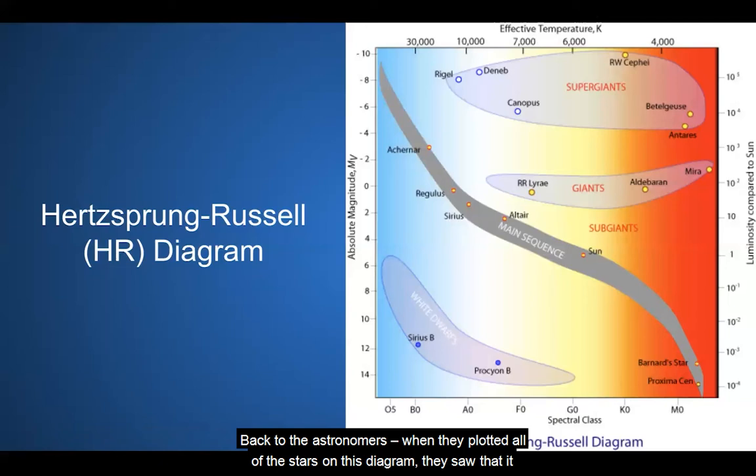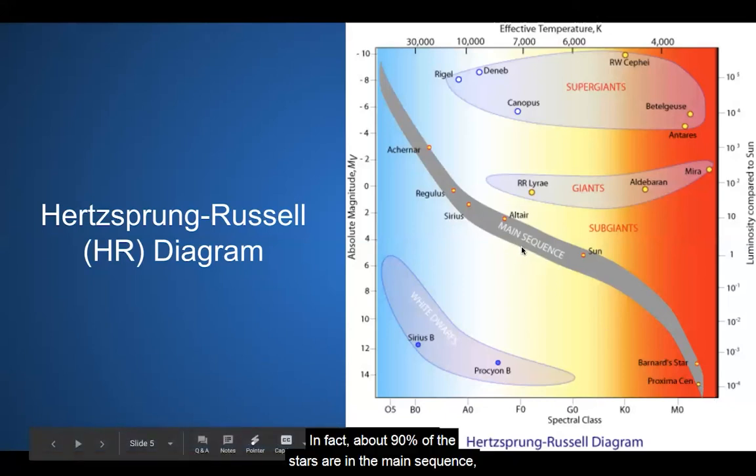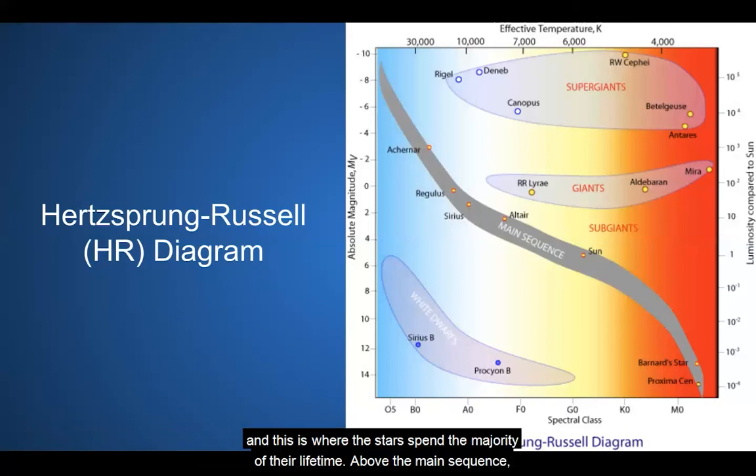Back to the astronomers. When they plotted all of the stars on this diagram, they saw that it created a pattern or clusters of stars on the diagram. They found that most of the stars were found in a band from the top left to the bottom right corner. This is known as the main sequence. And this is where, in fact, about 90% of the stars are. This is where the stars spend the majority of their lifetime.